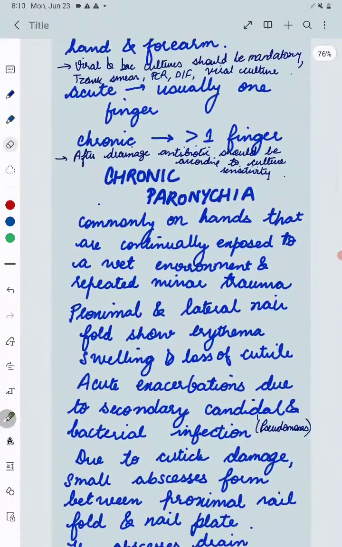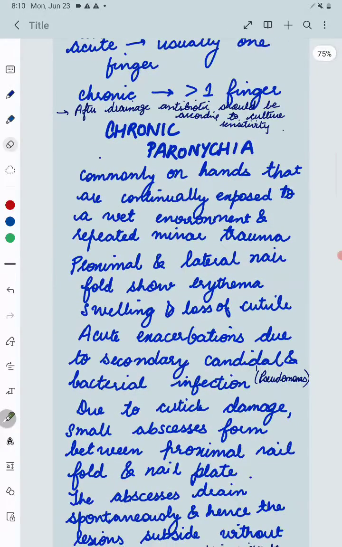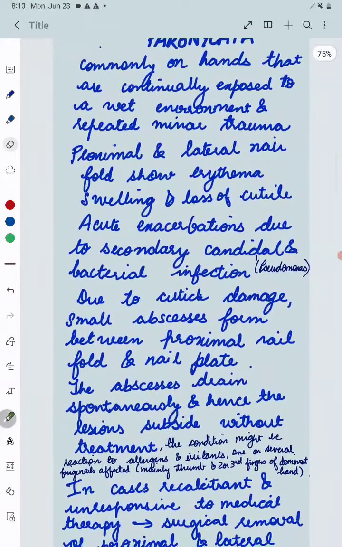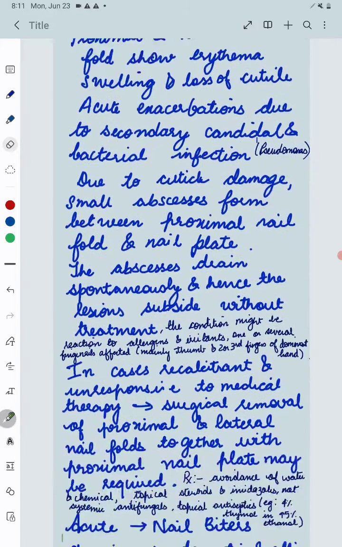Now in chronic paronychia, an important concept is that it is due to chronic inflammation and due to fungus. So if hands are commonly exposed to wet environment, or if there is repeated minor trauma, then there can be swelling and loss of cuticle. Acute exacerbation can be there due to secondary candidal or bacterial infections. Now due to cuticle damage, small abscess can form between proximal nail fold and nail plate. The abscess is drained spontaneously and hence the lesion subsides without treatment.